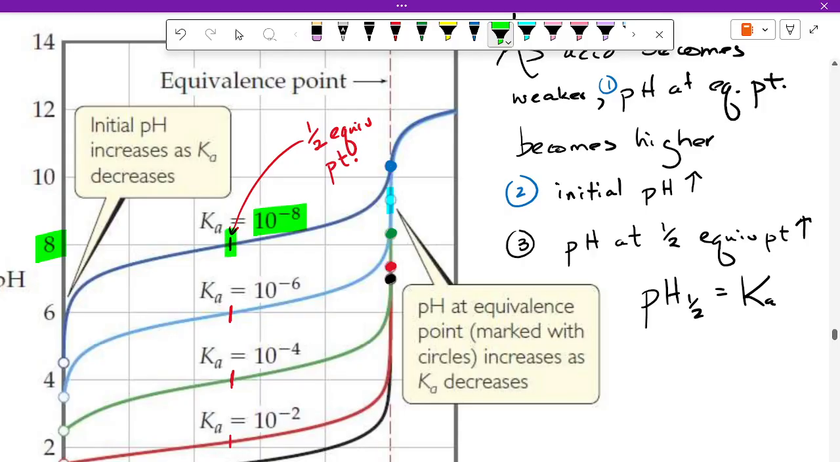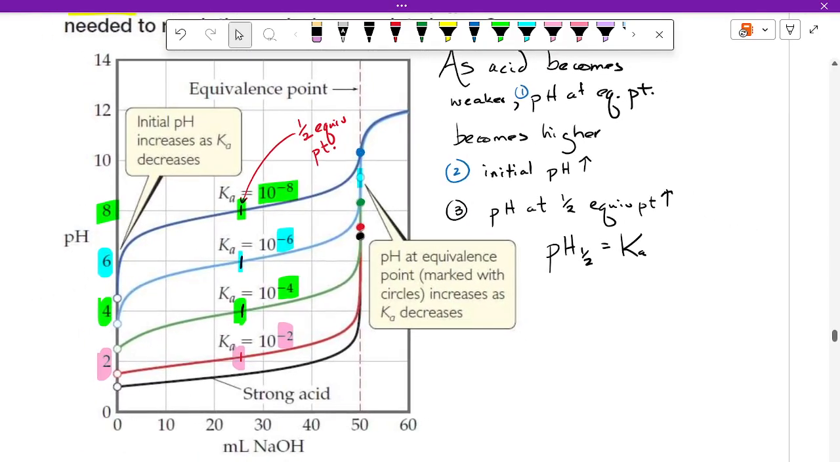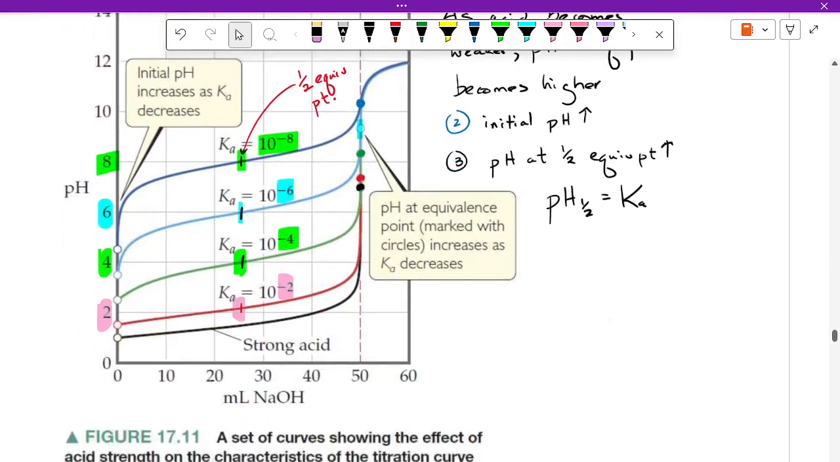For the one where we have 10 to the negative 6, the half equivalence point is at pH 6. Yes? Does that make sense? Cool. 10 to the negative 4. Half equivalence is at 4. And 10 to the negative 2. Half equivalence is at pH 2. Okay dokey.